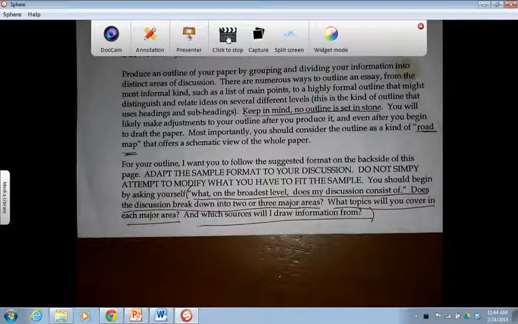Okay? There's different ways of doing it. Everyone can do it in their own way as long as it's grouped. You can use alphanumerics, Roman numerals, whatever, as long as it's grouped in informational categories. Okay?